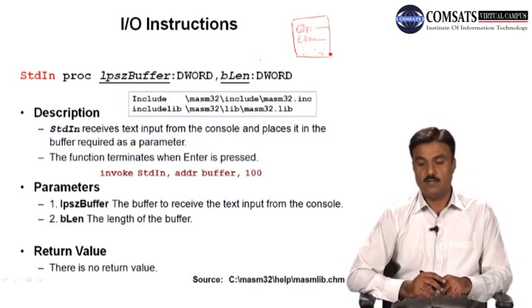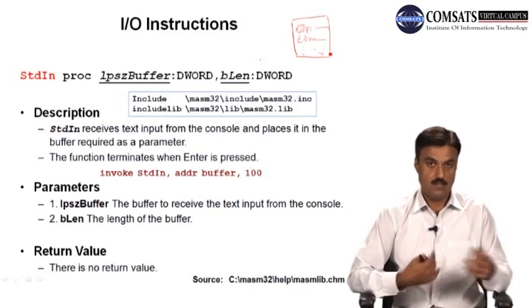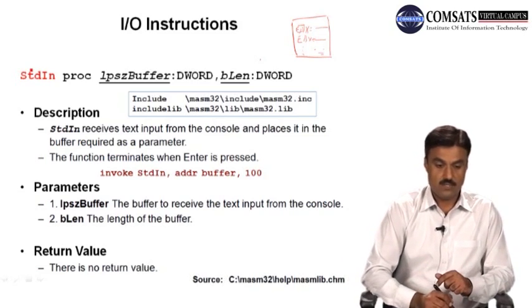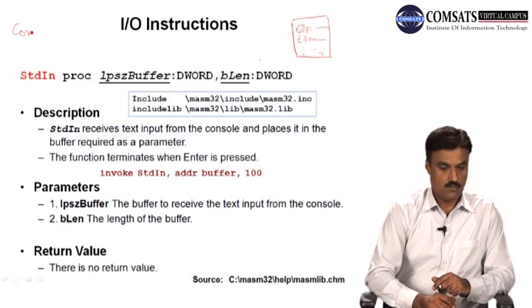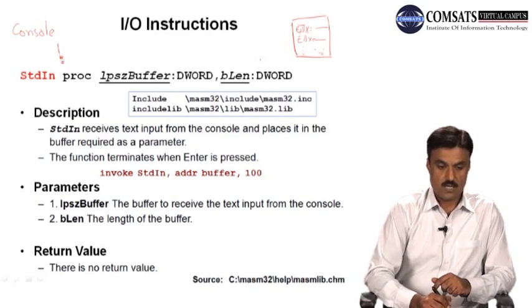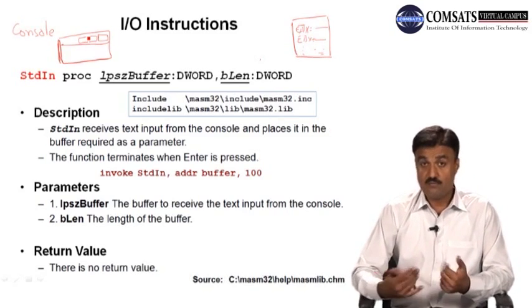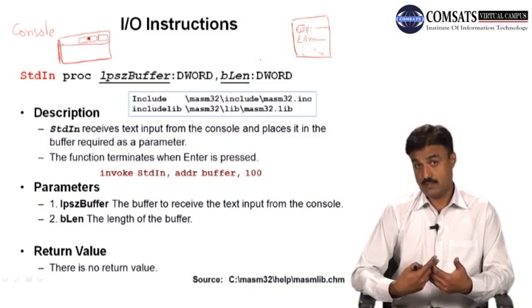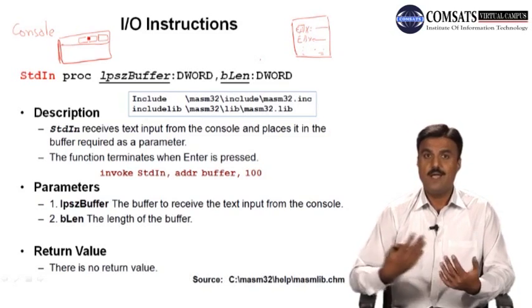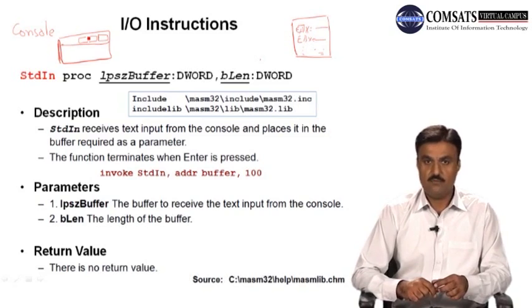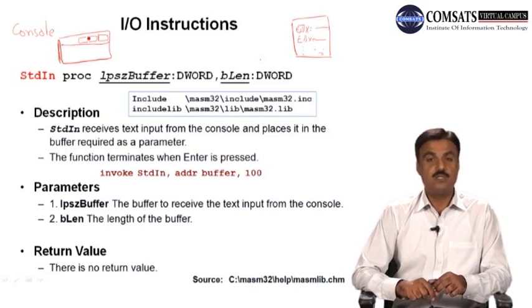We never saw anything as an output, like on the console. Console is the DOS window or the command prompt window. If we want to see any output on this window, for example, if I want to print any message, print the value of a register, or get input from the keyboard and assign it to a variable, we will use these IO instructions.